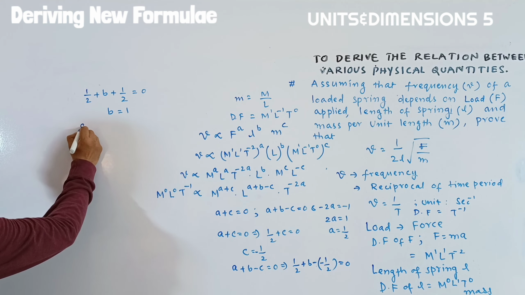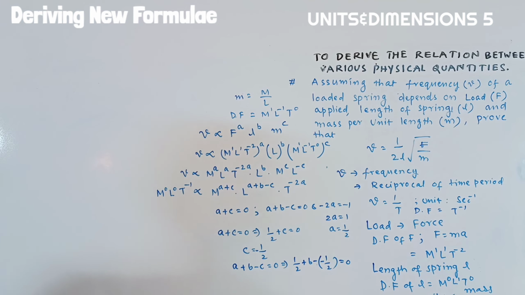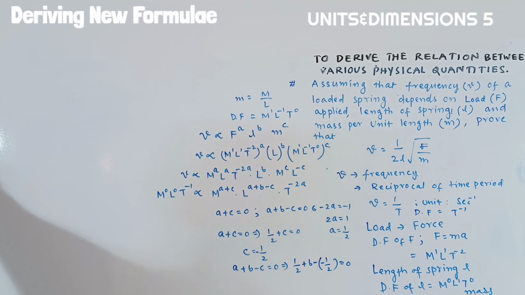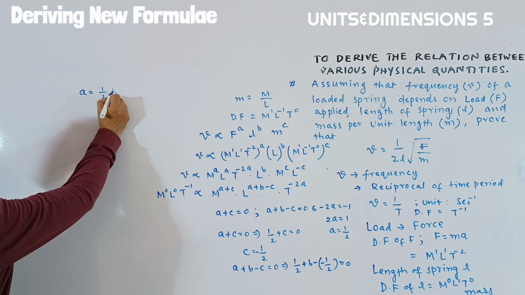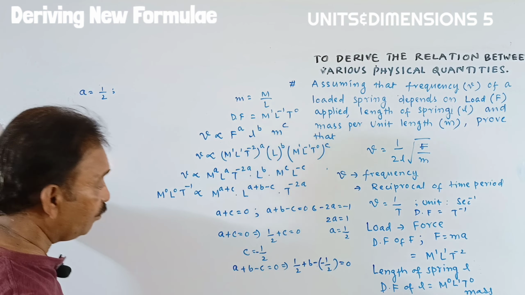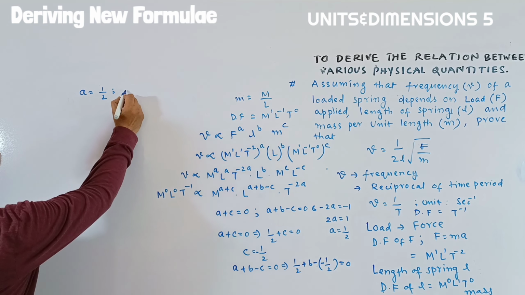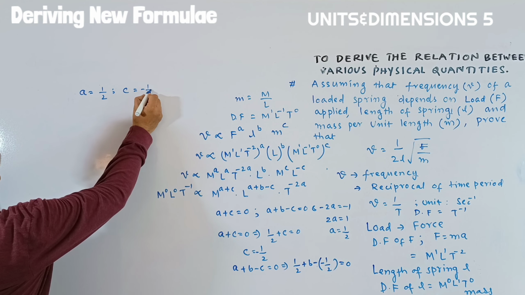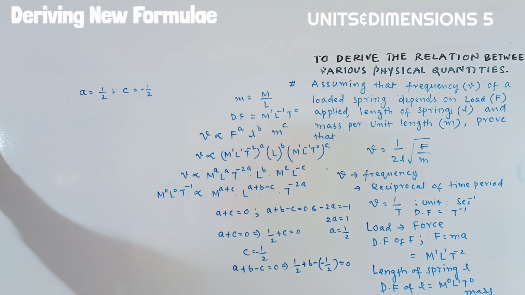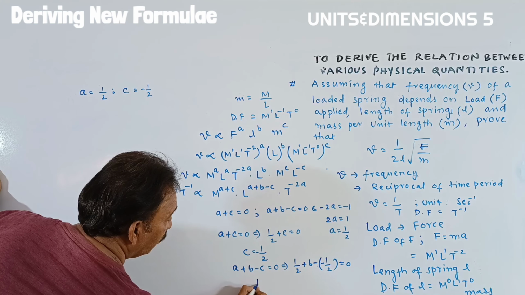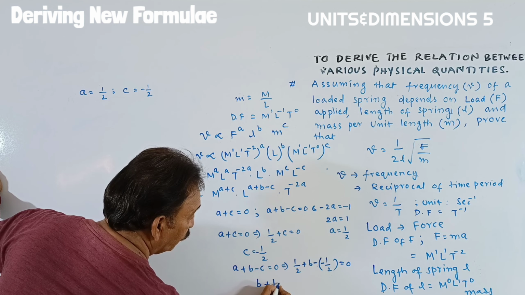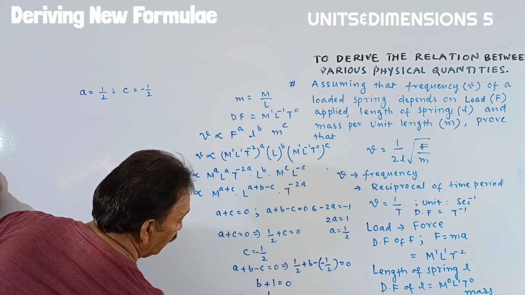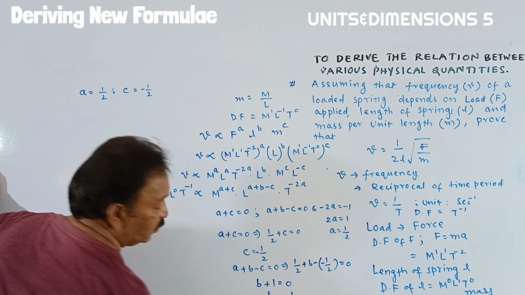And we can write the powers. Okay, students, we had a is equal to 1 by 2. c is equal to minus 1 by 2. And we need to find the value of b. Here we got b plus 1 is equal to 0 and b is equal to minus 1.